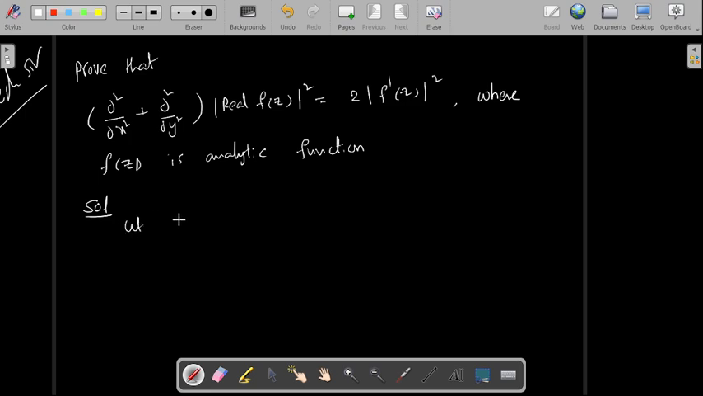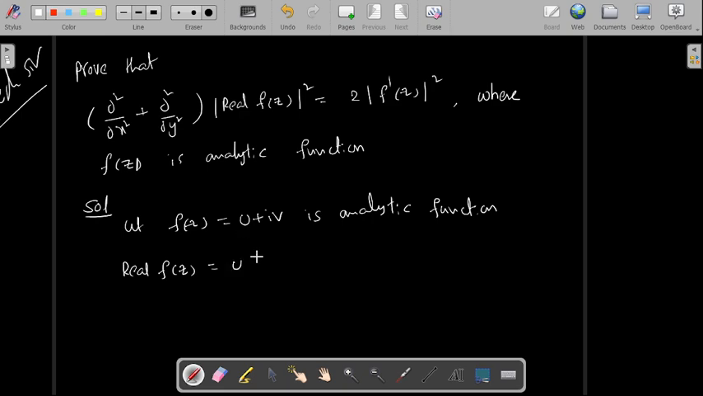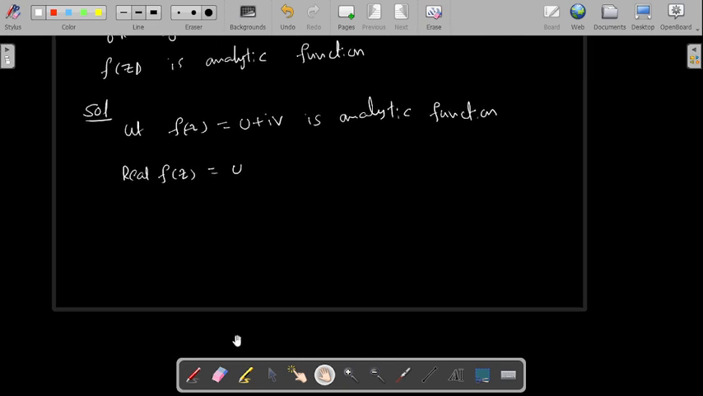Solution: let f(z) = u + iv be an analytic function. So now first we will calculate Re f(z). Re f(z) means the real part. The real part of f(z) is u. Now |Re f(z)|², the whole square, is nothing but u².